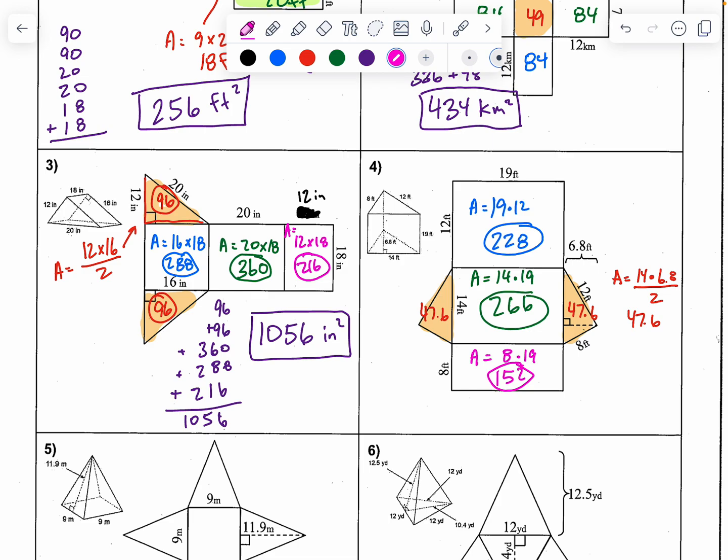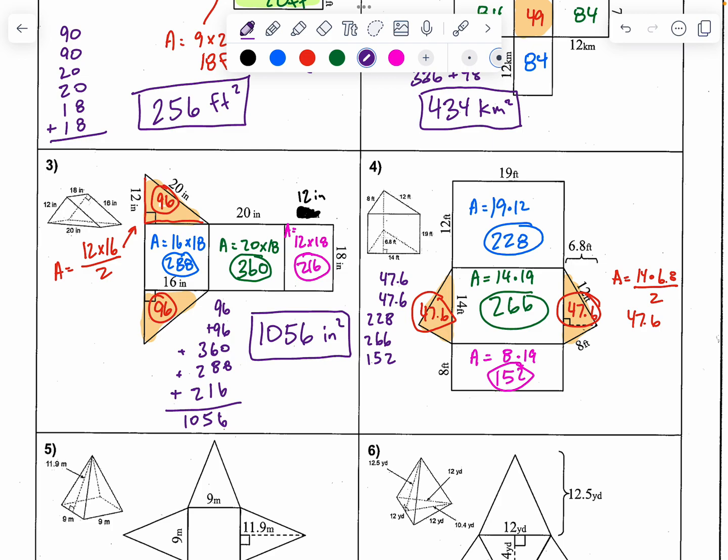All right, so I've got to add up all my numbers. 47.6 plus 47.6, so 47.6 times 2. I'm just going to add it on the side. So 47.6 plus 47.6 plus 228 plus 266 plus 152.